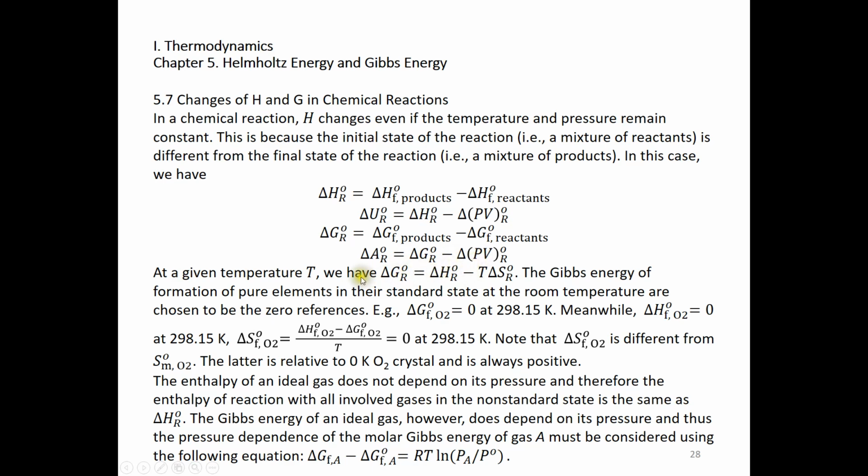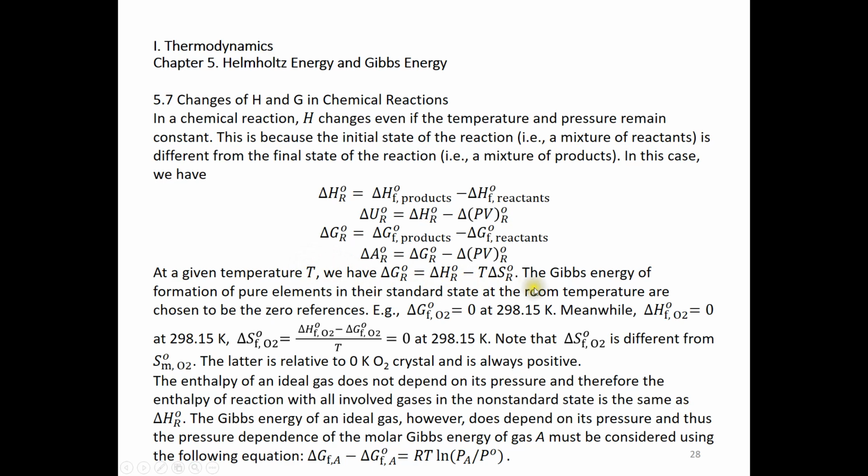At a given temperature T, we have delta G is equal to delta H minus T delta S. This is just because G is defined to be H minus TS. So delta G is delta H minus delta TS. And when T is constant, delta TS is T delta S.